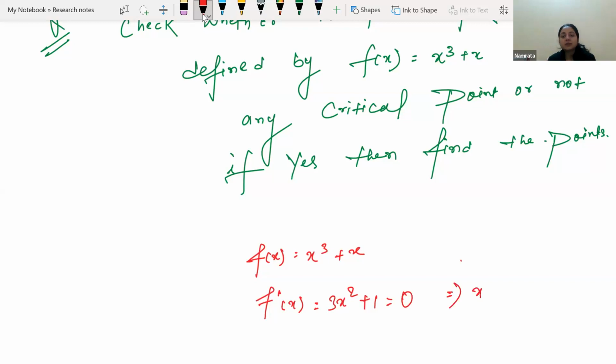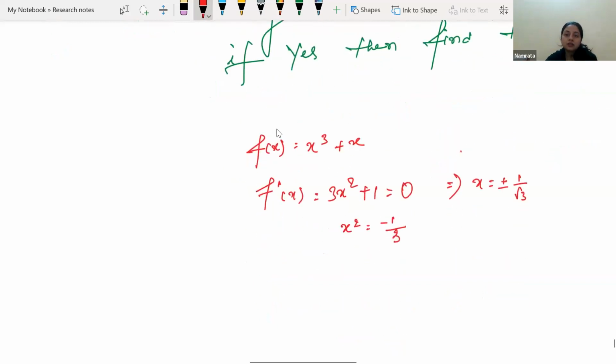That means x will be, what will be the value of x? x is equal to plus or minus 1 by root 3. Let me check. Here we'll have x square equals minus 1 by 3, and if we remove the square, it will be plus or minus 1 by 3 inside the root.